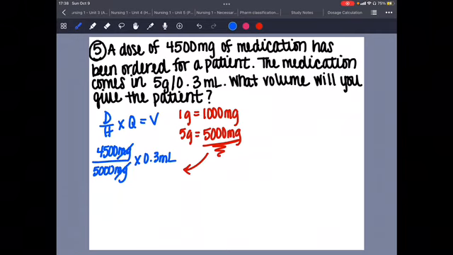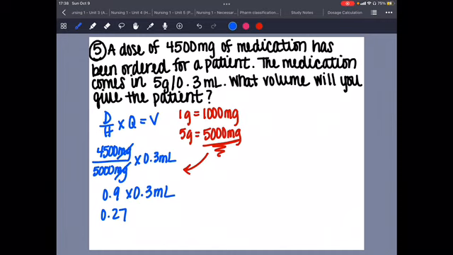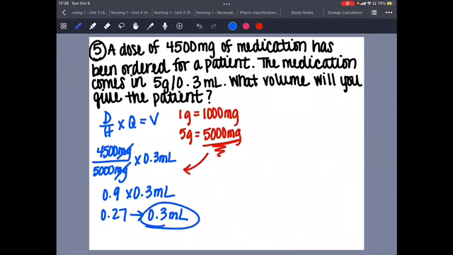So once you convert it, you still go about it the same way. I'm going to cross those babies out. And then you're going to do 4,500 divided by 5,000. You should get 0.9. I'm going to times that by the 0.3 ml that you still have. And then you should get 0.27. Now we're going to round that up. So in reality, you should get 0.3 ml.